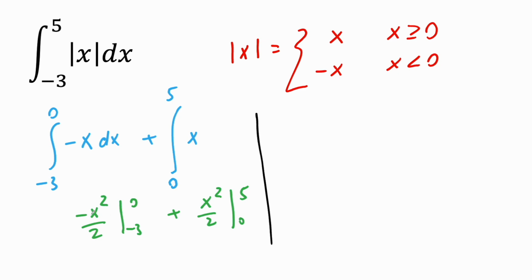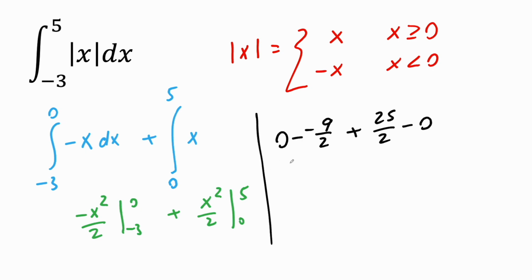If I plug in a 0 here, 0 squared is still going to give us a 0, minus I plug in a negative 3 here, negative 3 times negative 3 is positive 9, but you have a negative here also, so it's a negative 9 divided by 2. So we'll put negative 9 divided by 2. Then we'll do this piece. So plus, I put a 5, 5 squared is 25, so I have 25 divided by 2. Then I put minus, I put in a 0, which is still going to give us 0.